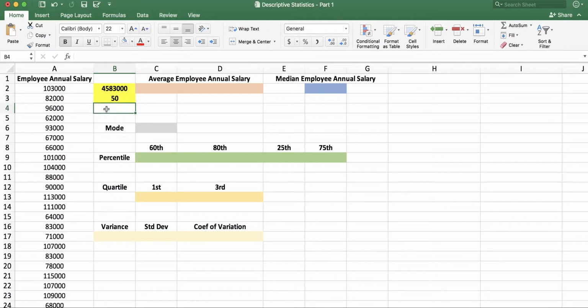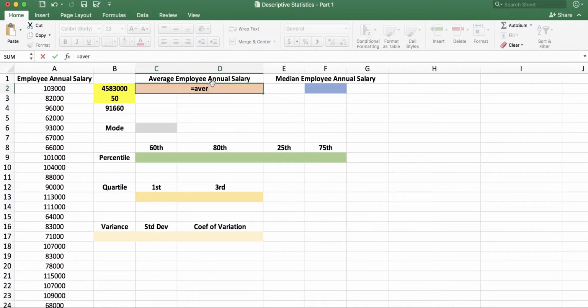Therefore, I can calculate it by dividing the sum, which is the value in cell B2, by the number of observations, which is in B3. That will give me the average annual salary, which is 91,660. But let's look at a different way to do it, which is by using the average function of Excel.